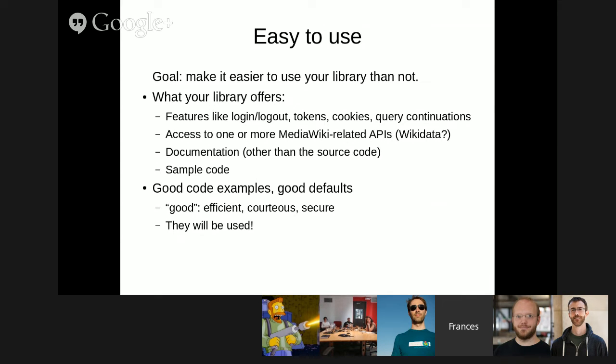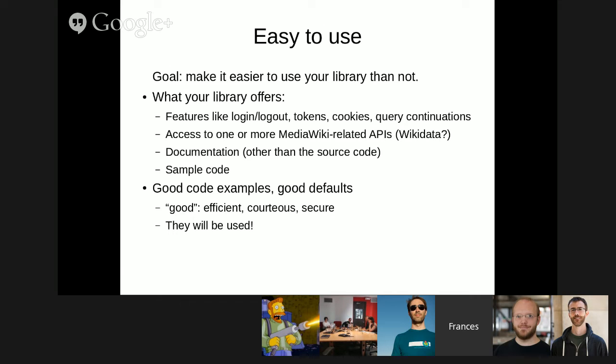So that's the sort of easy, making it easy to wrap your head around and get started. When you're writing code, you want it to be easy to use, and this leads into easy to understand because you need one to do the other. But you want to make it easier to use your library than not to use it. So the benefits need to outweigh the frustrations. That means you want to make it clear what features your library offers.